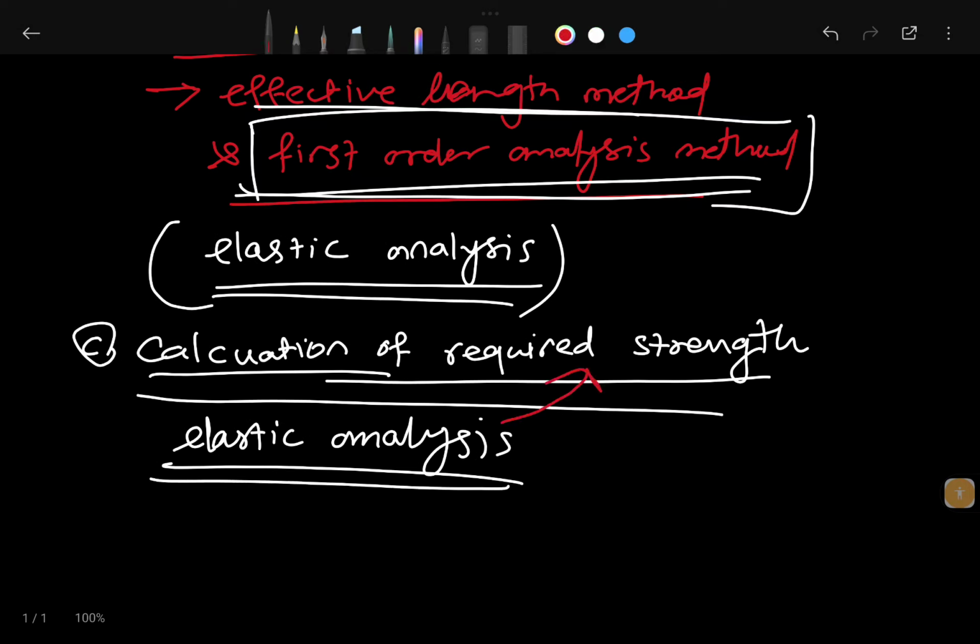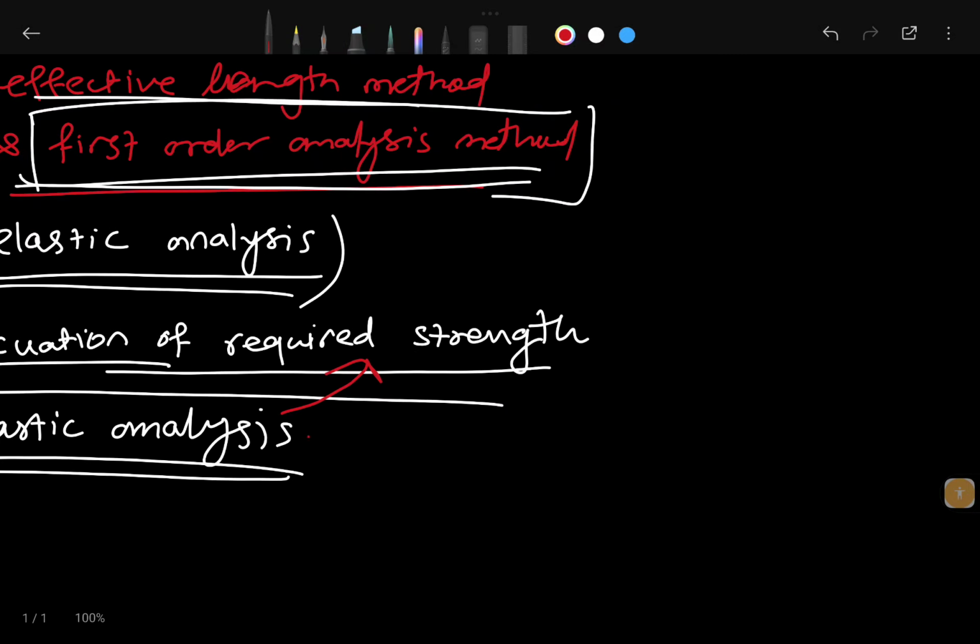Now, for the required strength, the analysis shall include consideration of initial imperfection. Whatever initial imperfection governs, we consider in the analysis. This is a theoretical point.